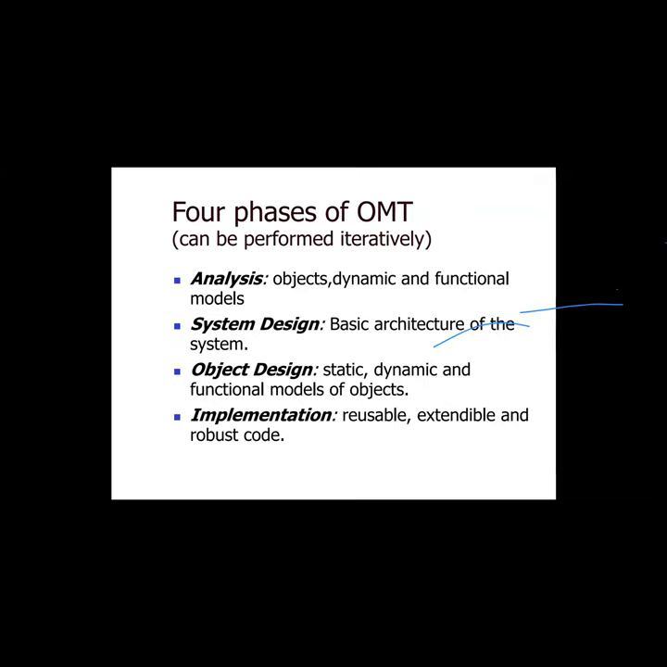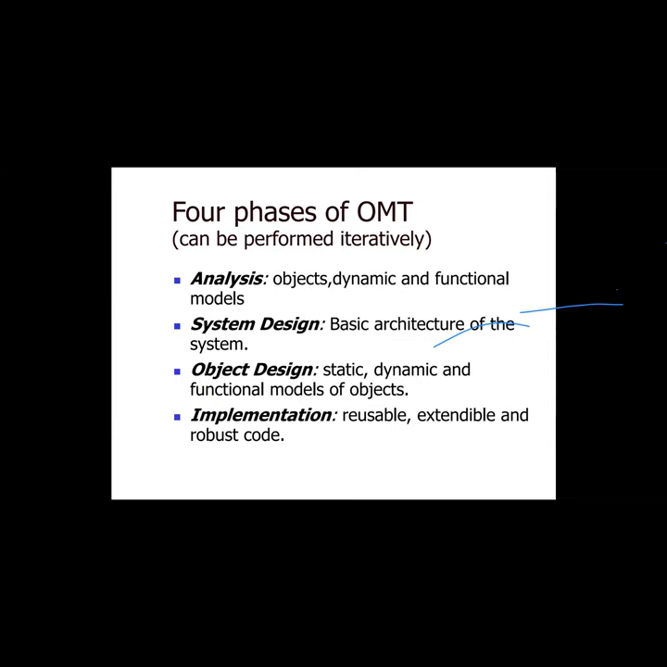And the third one is object design. Because we are focusing on object orientation and the UML representations, objects and classes play an important role. So the object design is very, very important. We have to identify the static properties, the dynamic properties, the functional models, and the objects of any proposed project. That is called object design.